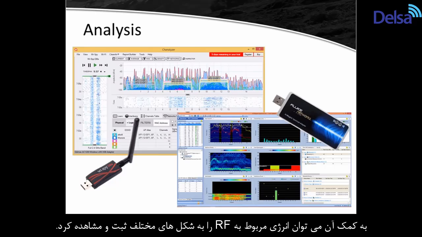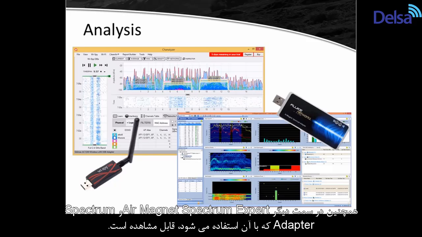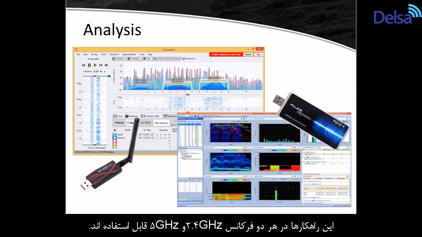With spectrum analysis, or a spectrum analyzer, we can actually capture the RF energy and represent it in a lot of different ways. On the screen here, you can see the MetaGeek Channelizer and the Wi-Spy DBx adapter that's used with it. And you can see AirMagnet Spectrum Expert and the Spectrum adapter that's used with that. These are 2 very popular tools today because they're still updated and maintained, and you can still buy the devices to do the spectrum analysis. And they operate, of course, in 2.4 and 5 gigahertz.